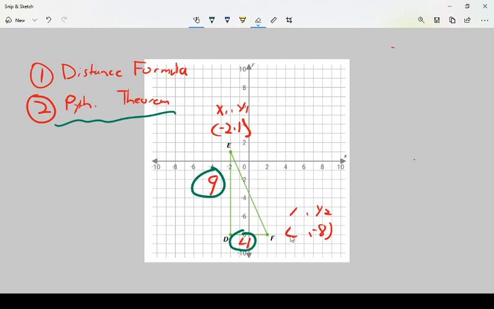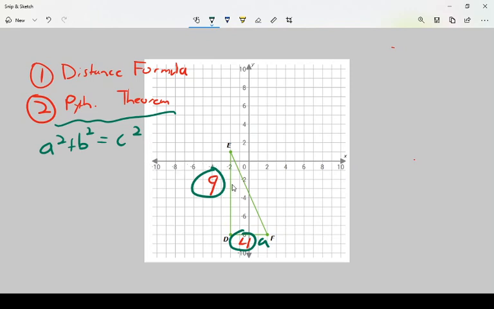I'll erase all this as well. And the other way we can use is Pythagorean's theorem. Pythagorean's theorem, if you remember from your other math classes, is going to be a squared plus b squared equals c squared, right? And when we're talking about a, b, and c, a is usually referring to the shorter leg of our triangle. So this side right here would be A.